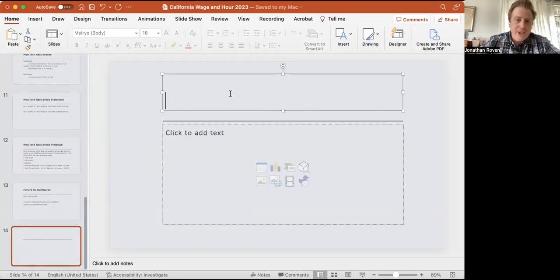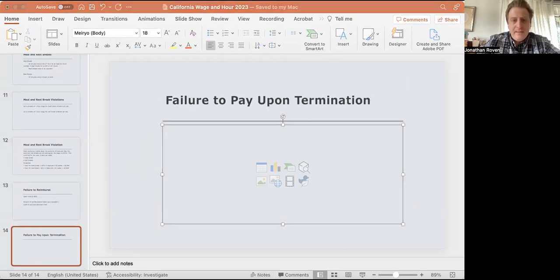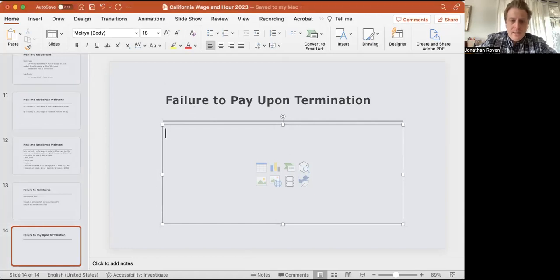Failure to pay upon termination. If your boss terminates you, they have to pay you on that day. It's a pretty simple law. That is under Labor Code section 203. And it is a daily wage times 30 days.